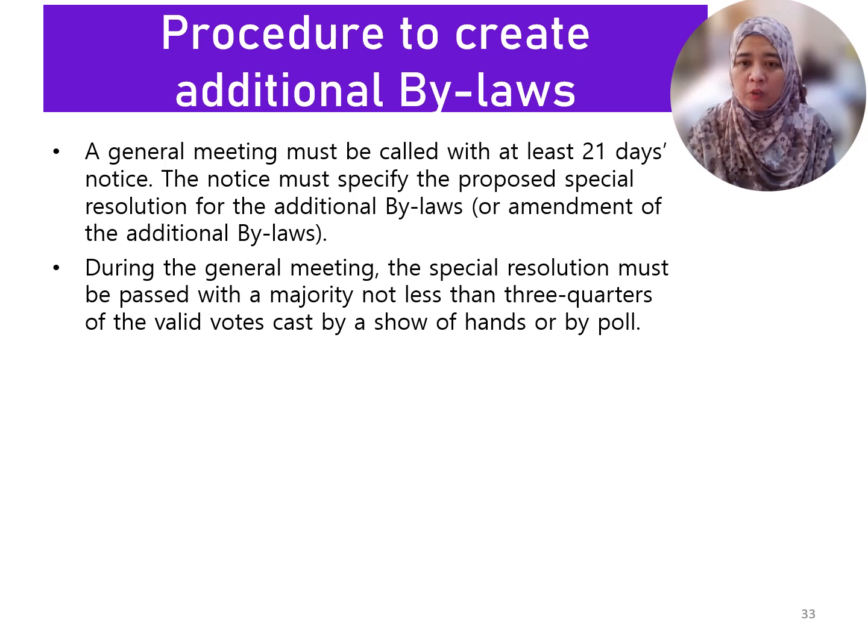During the general meeting, the special resolution must be passed. Mesti diluluskan with a majority not less than 3/4 of the valid votes cast by a show of hands or by poll. So ada dua cara yang dibenarkan. Two methods of voting. One is by show of hands, the other one is by poll. But then the valid votes, kalau angkat tangan, if there's 100 owners in that particular strata scheme, 3/4 meaning 75 lah, at least 75 hands must be raised. Itu baru valid lah. Dan baru luluskan the special resolution.